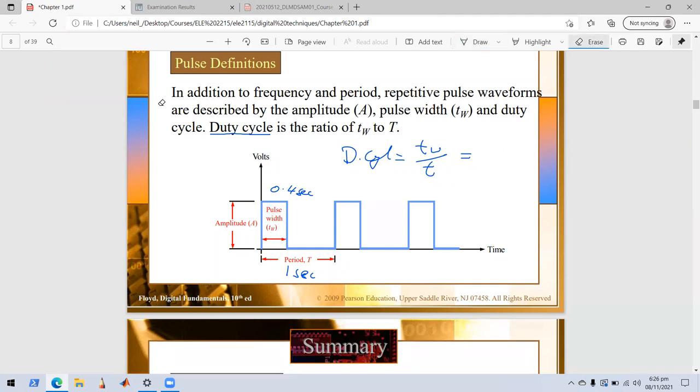Keeping that in mind, using the formula, we would say that the duty cycle is 0.4 divided by 1, which is 4 over 10, which expressed as a percentage is 40%. Should make sense. Again, not a very difficult formula. Just put them together and you should be able to calculate duty cycle.